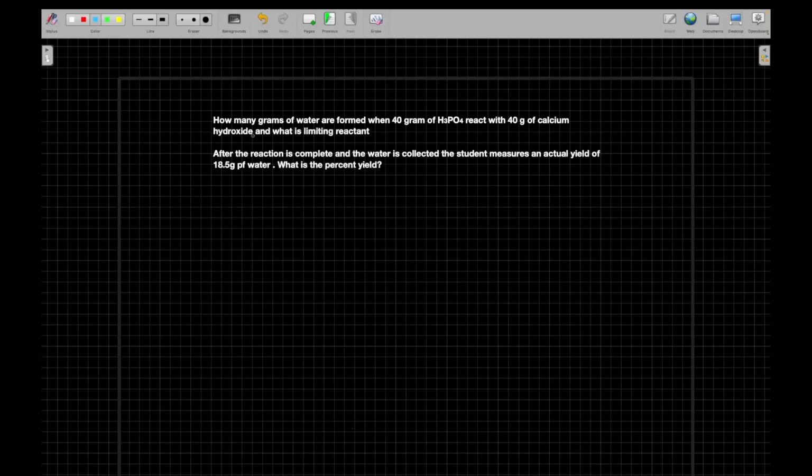In this lesson, we are going to find out which reactant is the limiting reactant for this acid-base chemical reaction and what is the percent yield of the desired product. So, first we need to write down the chemical equation. The chemical equation has to be balanced.